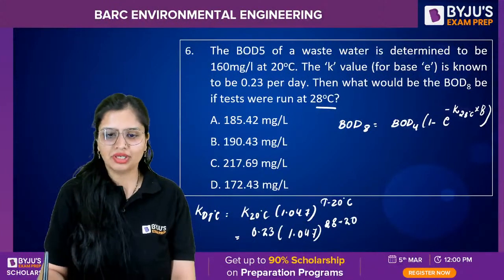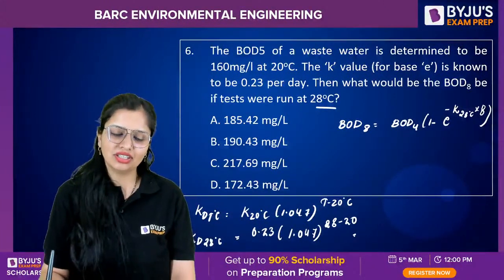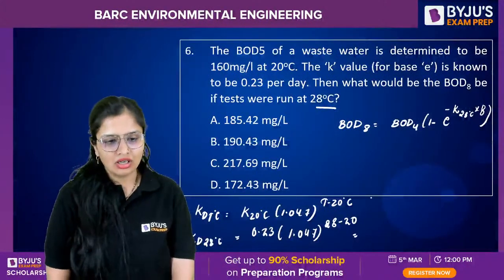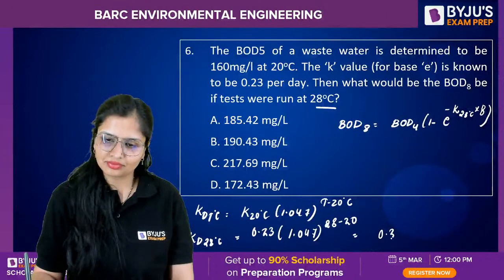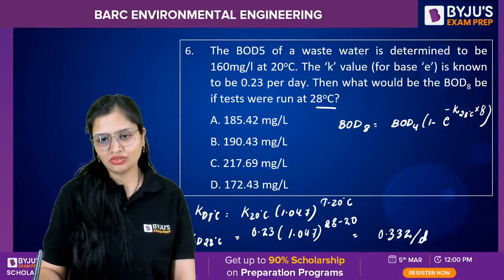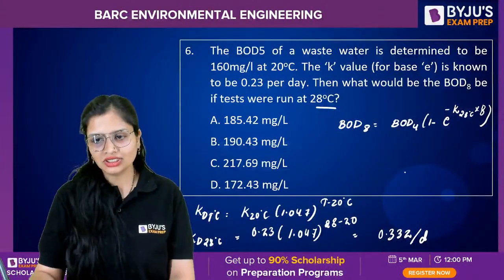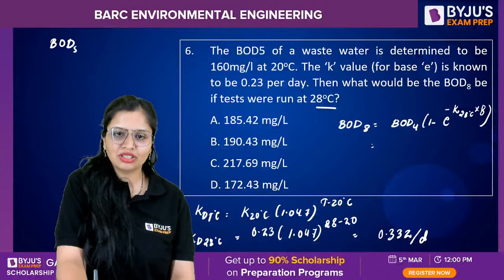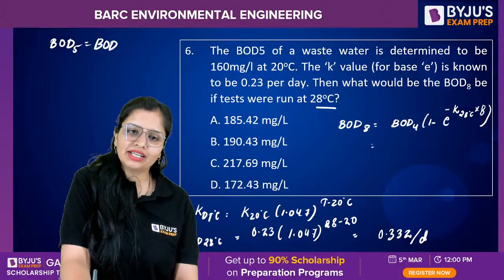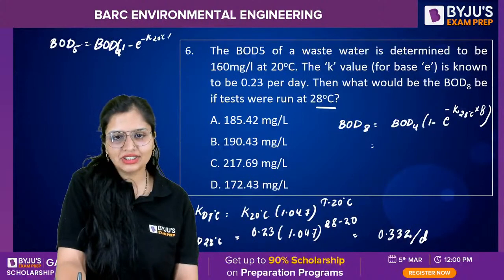This will be 28 minus 20. So from here, at 28 degrees Celsius, how much will it come, guys? Just check it out once. Oh, you got the answer. Then check it out. So this is the value. I have to calculate ultimate BOD. 5 days BOD is given to me. So let's be quick. BOD ultimate times 1 minus e to the power minus k20 into 5.